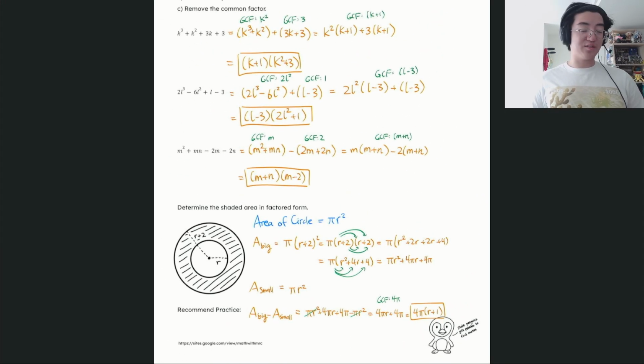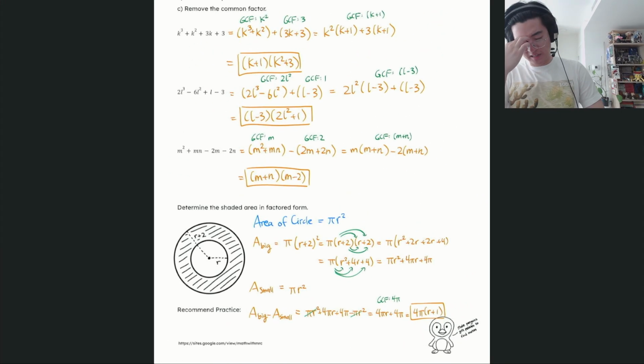Okay, so that's pretty much just it for our first part of division with polynomials. There's gonna be a lot of those, so you might get sick of it soon, but that's okay.